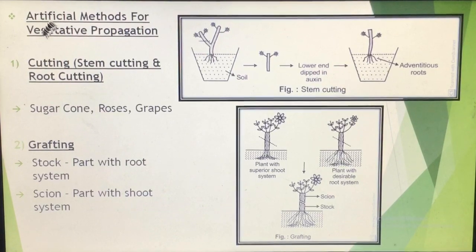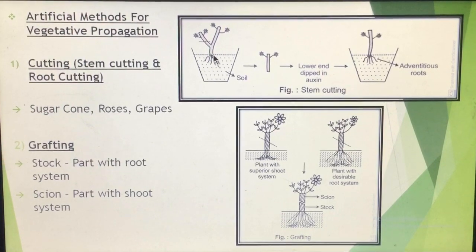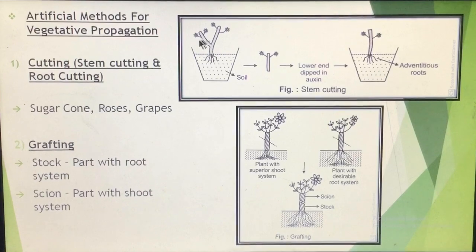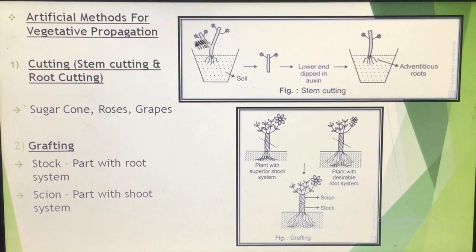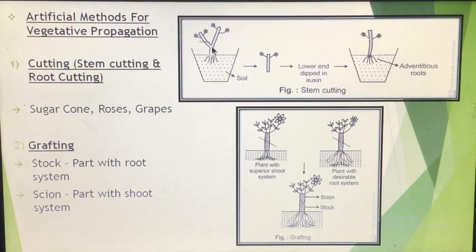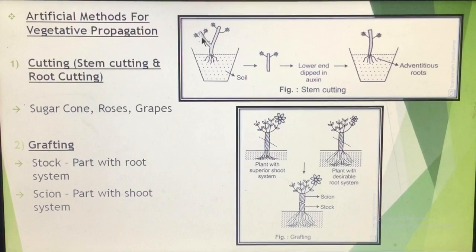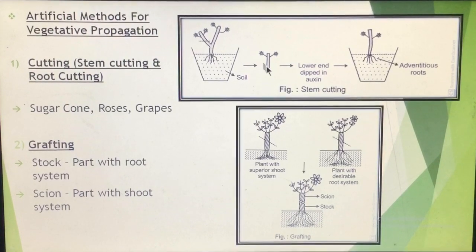One of the artificial methods is the cutting method. Now in the cutting method, it could be stem cutting or it could be root cutting. In the stem cutting, a part of the stem is taken out, that is cut. So let us see, like in this plant, the upper part of the stem, we cut it, and this is the cut part of the stem.